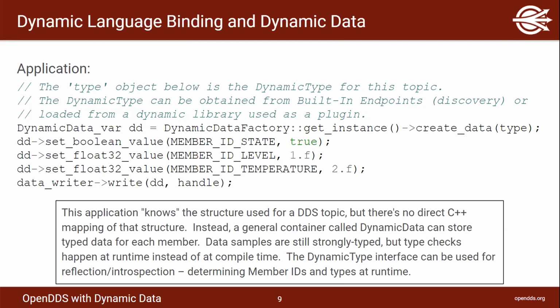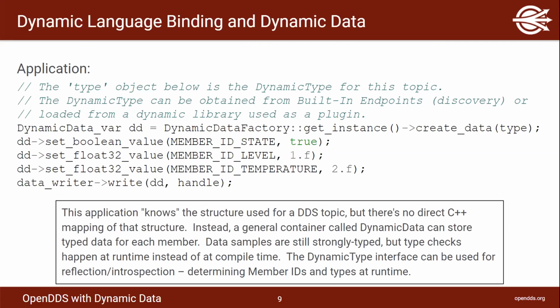So you know the structure of the topic, which you've defined either programmatically or through a library or something like that, but there is no direct C++ mapping. And the dynamic data container, if you will, can store any type that a DDS implementation can support. An implementation obviously may not support all of it, but the general idea is that an implementation would, or would eventually.